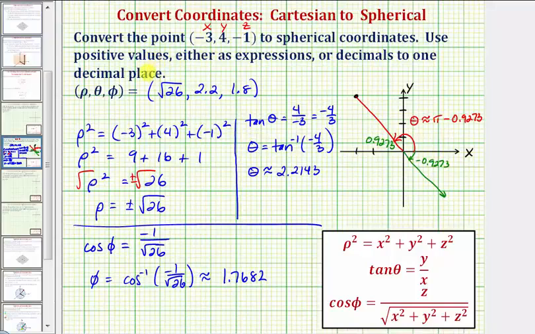So here are spherical coordinates for the point given in Cartesian coordinates.